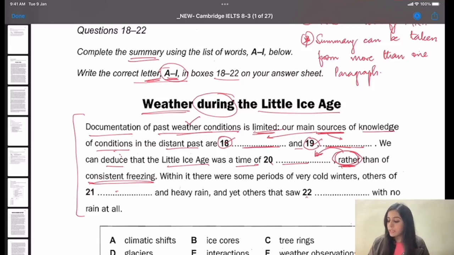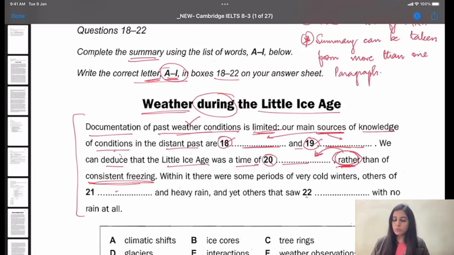However, since the blank is succeeded by rather, it means that the word that comes before it will most likely be the opposite of consistent freezing or something that contradicts it. So we can deduce that the little ice age was a time of dash rather than of consistent freezing. So something was not consistent, and that would come in 20.